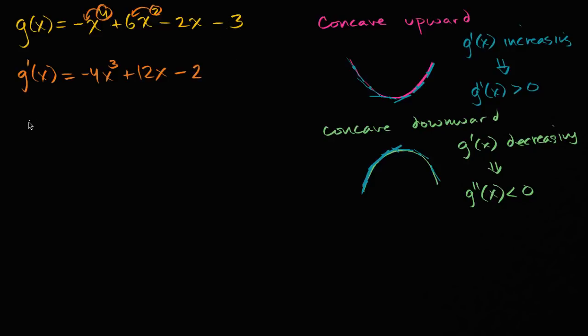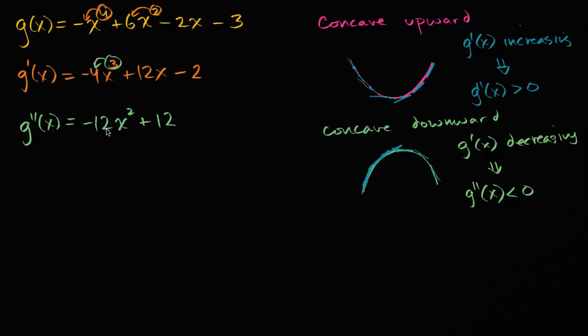And now I can take the second derivative. g prime prime of x is going to be equal to 3 times negative 4, which is negative 12x squared, decrementing the exponent, plus 12. And so let's see, where could this be undefined? Well, the second derivative is just a quadratic expression here, which would be defined for any x. So it's not going to be undefined anywhere.